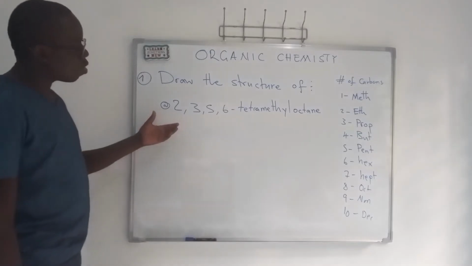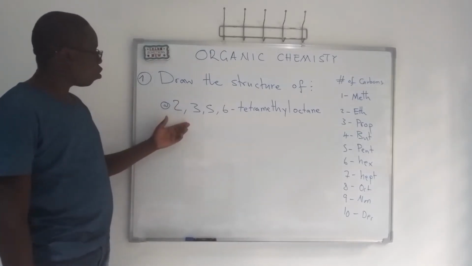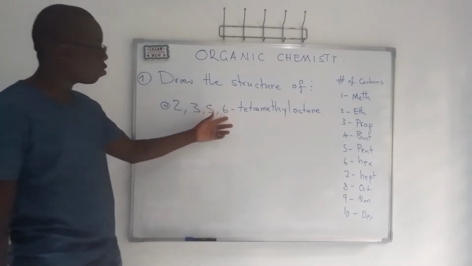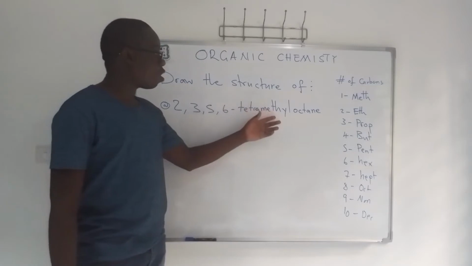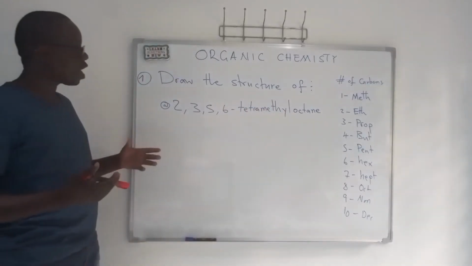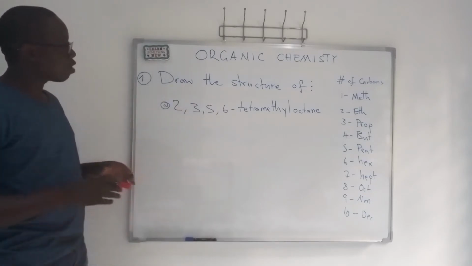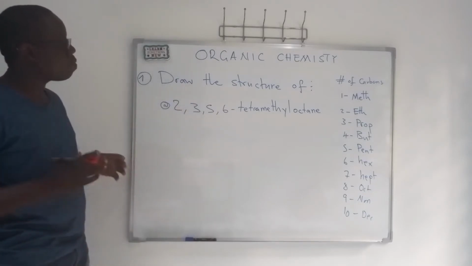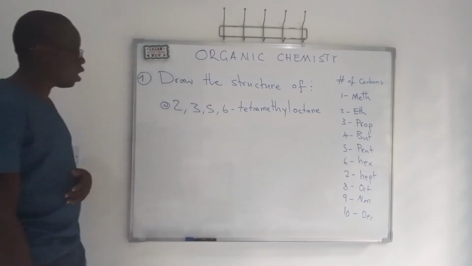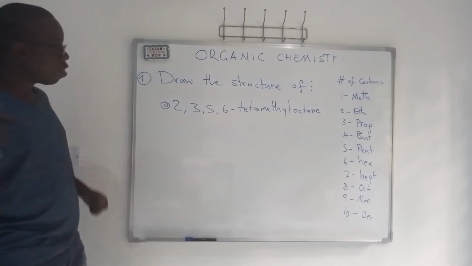Let's look at now the question that we have. We have been asked to draw 2, 3, 5, 6-tetramethyloctane. Now, when we have been asked to draw this structure, there are some key elements that we need to know from the name that we have been given. Let's start with the first one.